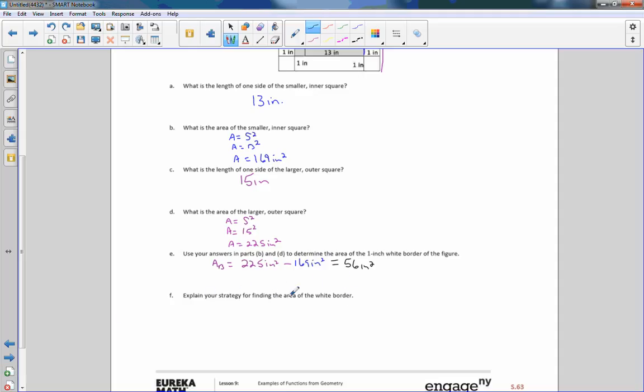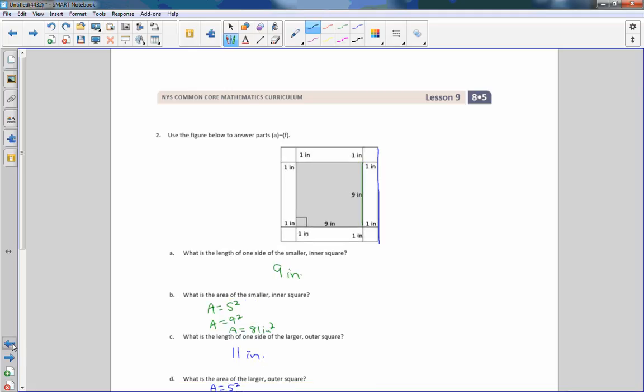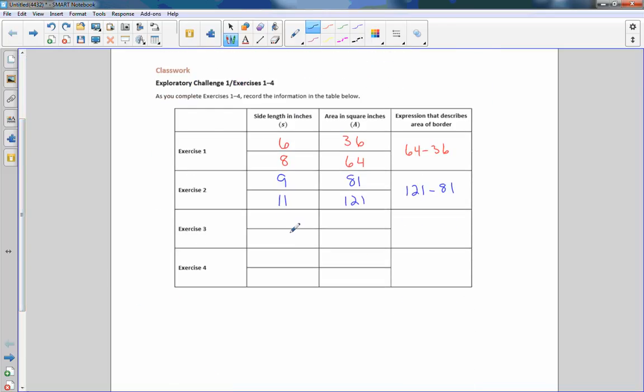I'm going to just say this from now on because it's the same every time. You take the area of the outside, subtract the area of the inside. Okay, so what were my numbers? 13 and 15. Okay, so going back to here, 13, 15, 169, 225, 225 minus 169.